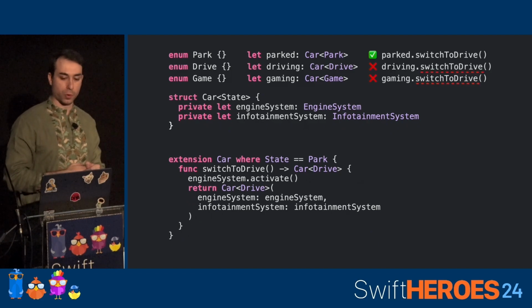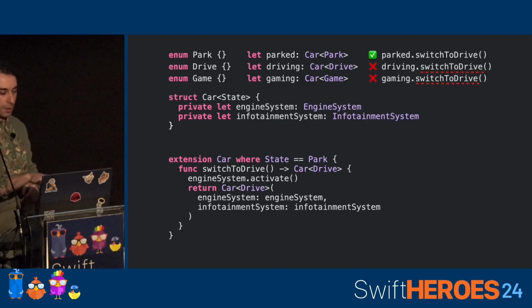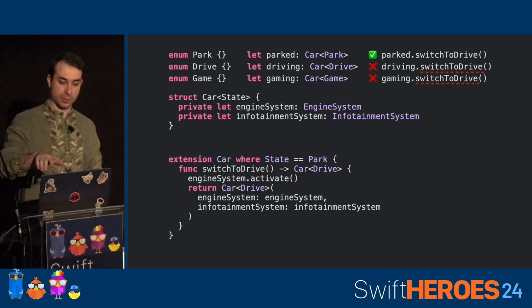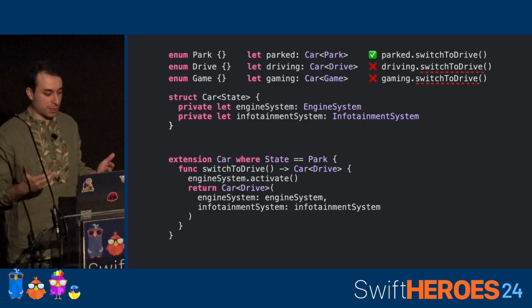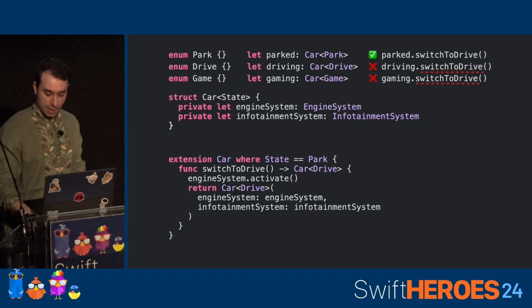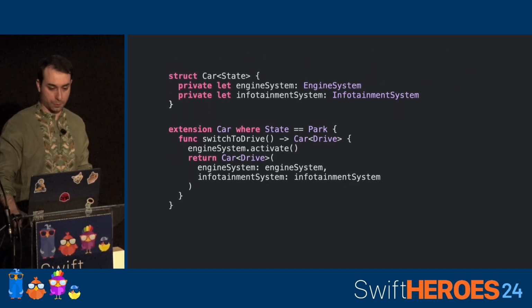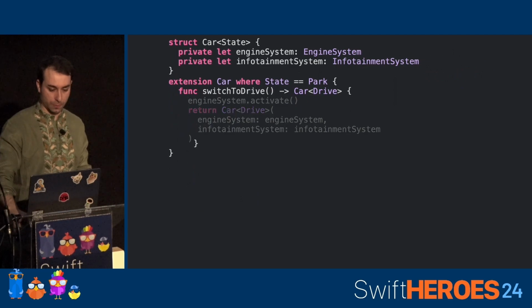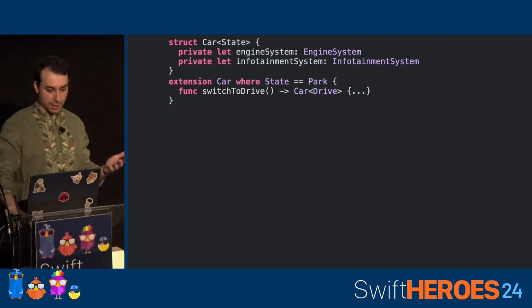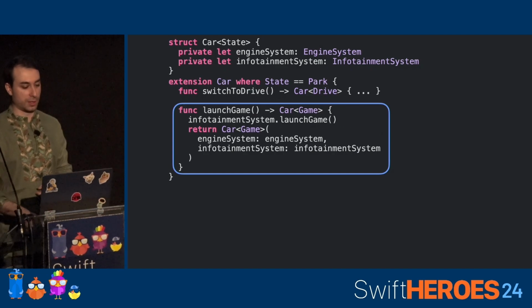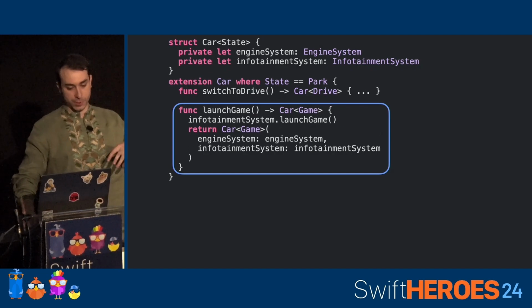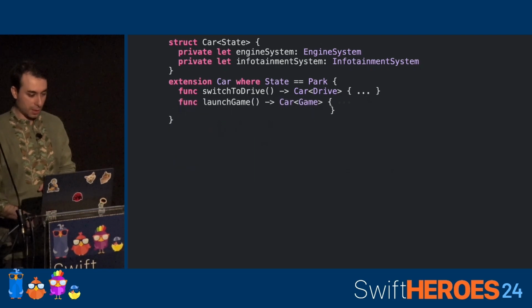And super important, now we can only call the switchToDrive function on a Park state. For driving and gaming, we actually get compilation errors because this function doesn't exist even on these types. So I think it's very cool. Okay, let's carry on. That's not all. The other function that we can call when we're in park is to launch the game. Very simple, we tell the infotainment system to launch the game, and we transition to the Game state.